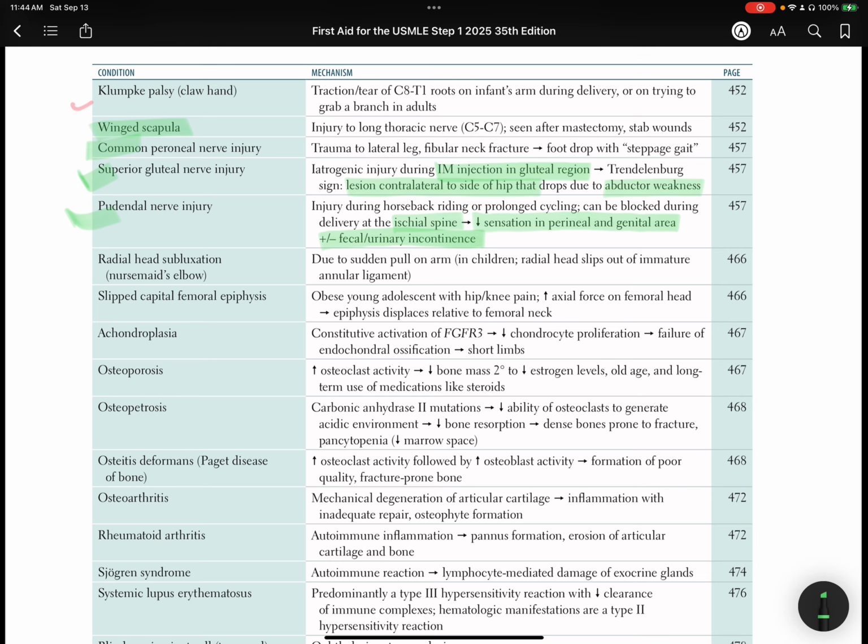Pudendal nerve injury is caused by injury at the ischial spine, maybe because of horseback riding or prolonged cycling. This can be blocked during delivery at the ischial spine as well. Decreased sensation in the perineal and genital area, and you may or may not see fecal or urinary incontinence.